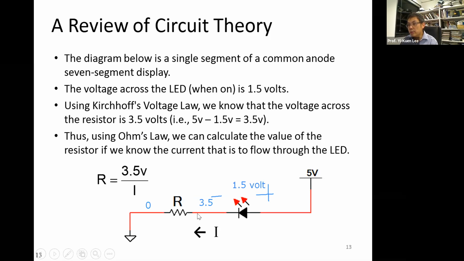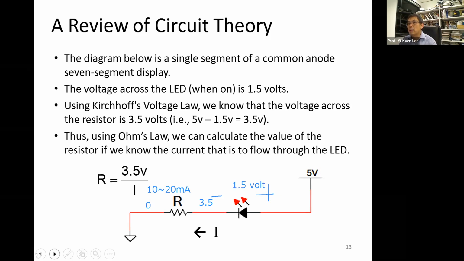The voltage across the resistor equals current multiplied by the resistor. So in this case, 3.5 minus 0 divided by the resistor equals the current. If we pick a typical current, as I showed you in the data sheet of this LED 7-segment display, it's around 10 milliamp, right? Up to 20 milliamp. So here, if you try to estimate our current, it's probably 20 milliamp, maybe 10 to 20.